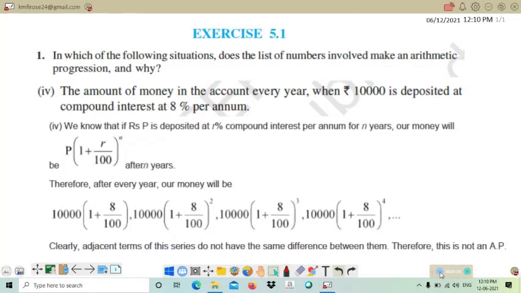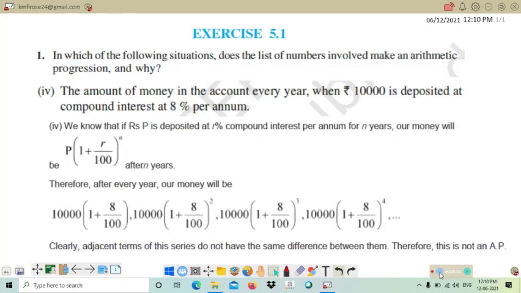So here clearly we can say this is not an AP, because the adjacent terms of this sequence do not have the same difference. We will not have the same difference because we are multiplying by the same number, not adding. It does not have a common difference, so that's why this is not an AP.